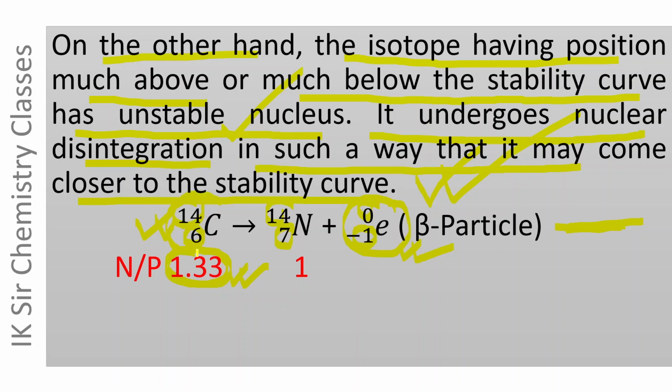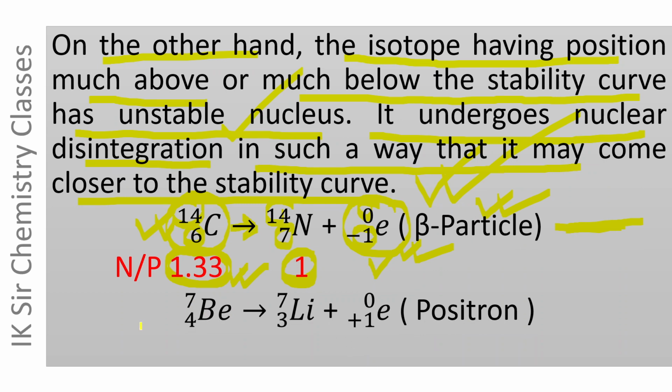C14 is radioactive. Its position is much above the stability curve. It emits a beta particle forming N14, whose N by P ratio is equal to 1. Thus, C14 undergoes nuclear disintegration emitting beta particle in such a way that its position comes closer to the stability curve. On the other hand, B7 has N by P ratio 0.75, 3 by 4.